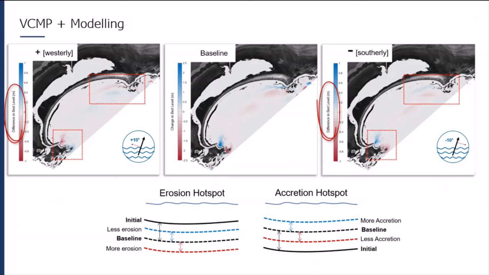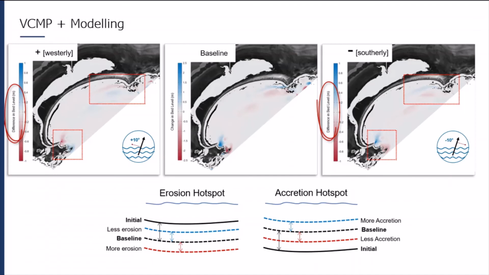This is where the explanation gets a little more complex, so bear with me. The colours on the maps in the middle, which shows results under normal wave conditions as I showed you previously, represents erosion in red and accretion in blue. The maps on the left and right hand side show differences in the amount of erosion or accretion compared to these normal conditions in the middle.